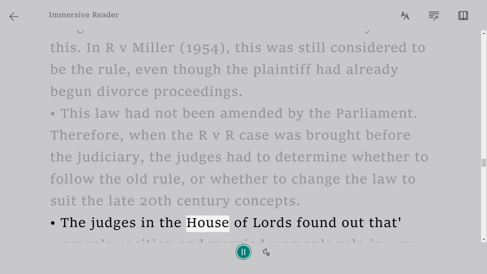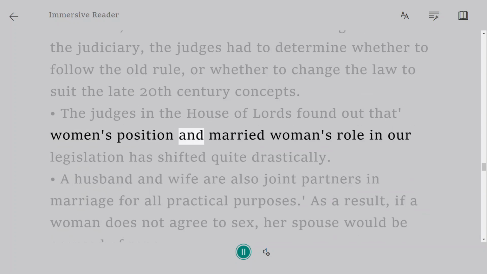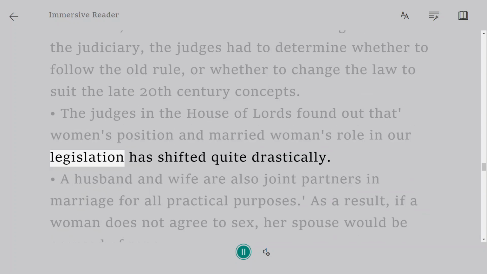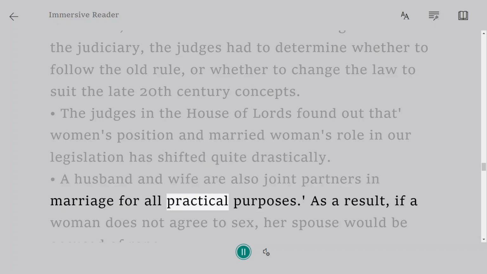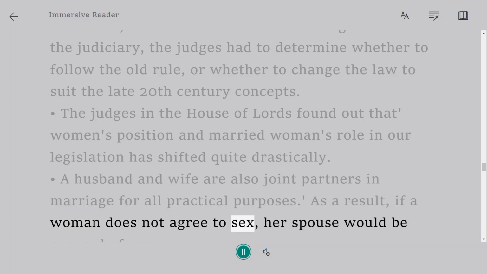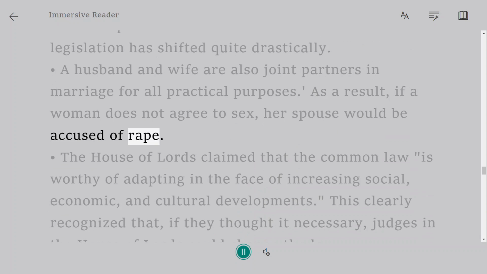The judges in the House of Lords found that women's position and the married woman's role in our legislation has shifted quite drastically. A husband and wife are also joint partners in marriage for all practical purposes. As a result, if a woman does not agree to sex, her spouse would be accused of rape.